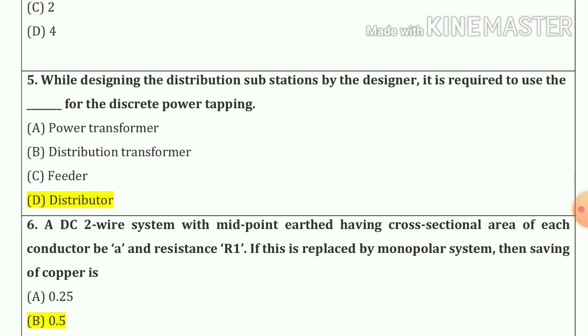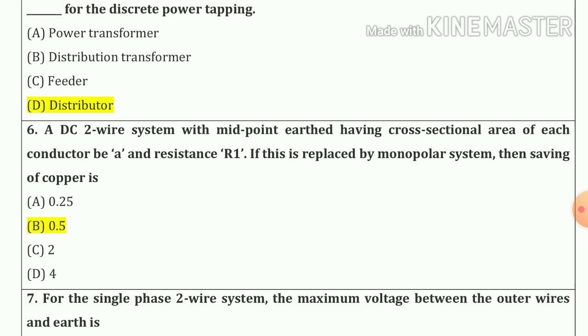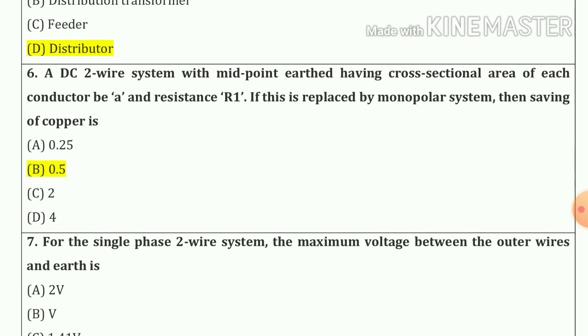Now question number 5. While designing the distribution substations by the designer, it is required to use the blank for the discrete power tapping. So our answer is distributor, option number D. Question number 6. A DC two-wire system with midpoint earthed having a cross-sectional area of each conductor a and resistance R1. If this is replaced by monopolar system, then saving of copper is 0.5, option number B.